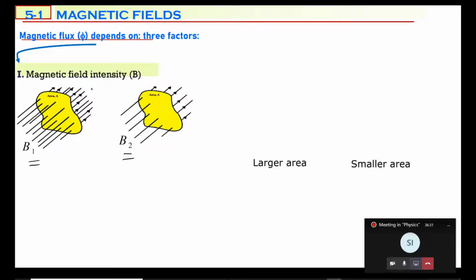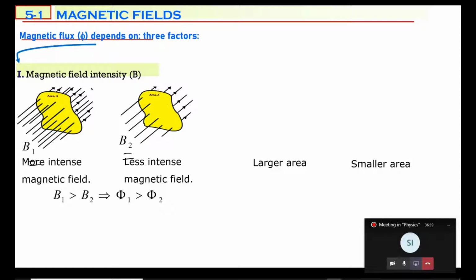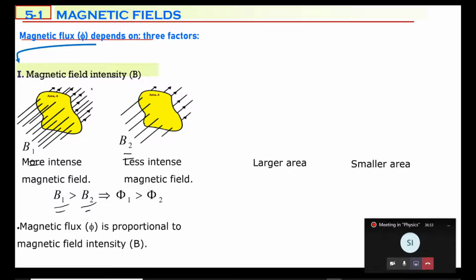First one, yes. The first one has a more intense magnetic field, and the second one has a less intense magnetic field. So because the magnetic field is more intense in the first one, the magnetic flux is also greater in the first one than the second one. That's why we say that magnetic flux is proportional to magnetic field intensity. A more intense magnetic field produces a greater magnetic flux.